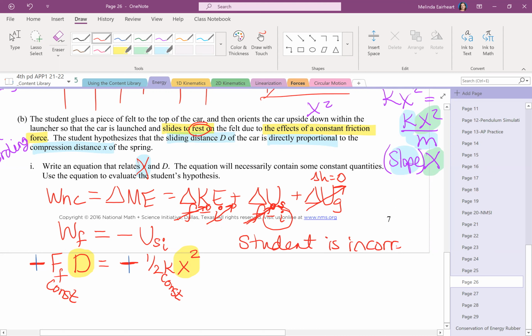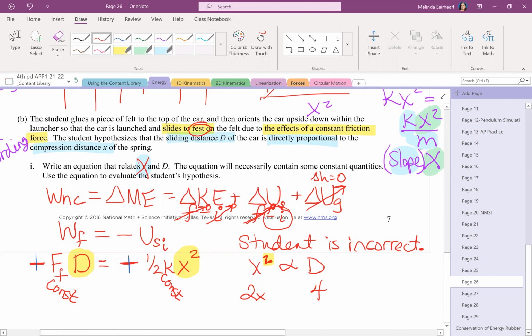So let's correct them. X squared is proportional to D. Okay, you can't forget the square. And so what does that mean? When you double the compression distance, how far does it go? It goes 4 times the distance. Okay, that is not proportional. Proportional, direct proportional, it would mean double, double. But here we have a double quadruple. So it's not X versus D, but it would be X squared versus D. Good deal?